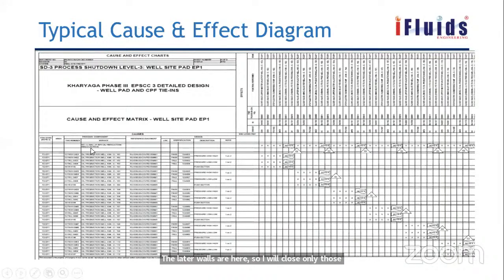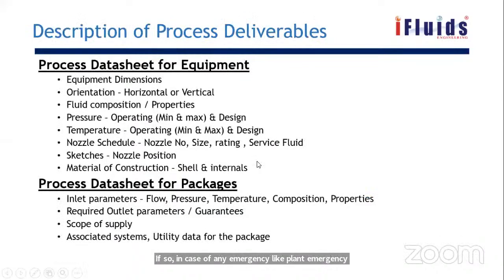In case of a main emergency, I will close all my valves. So you can see XXX in all the actions, effects. In case of any emergency, like plant emergency, station emergency, I will close all my valves. So this is the typical cause and effect diagram.